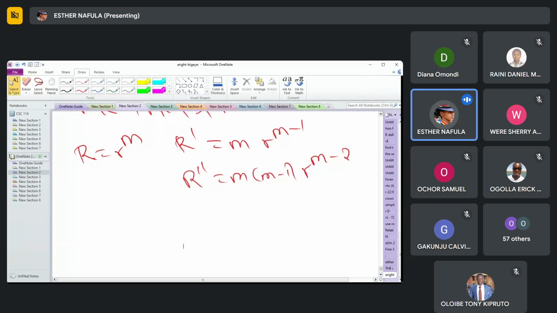What is the characteristic equation, or the auxiliary equation in this case? You guys have 1.5 minutes to tell me the answer.